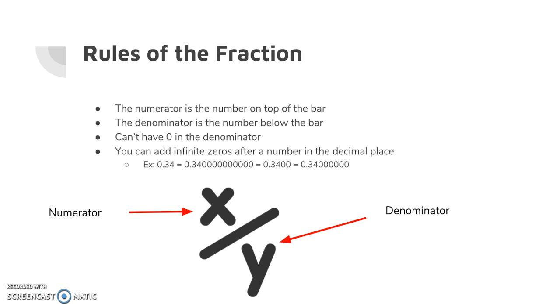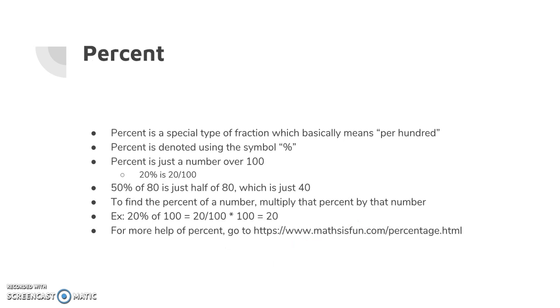One of the biggest rules of fractions is you cannot have a 0 in the denominator unless the numerator is 0. This is because nothing multiplied by 0 can equal a whole number. Also, you can add infinite zeros after a number in the decimal place. So 0.34 is equal to 0.34000, and so on.